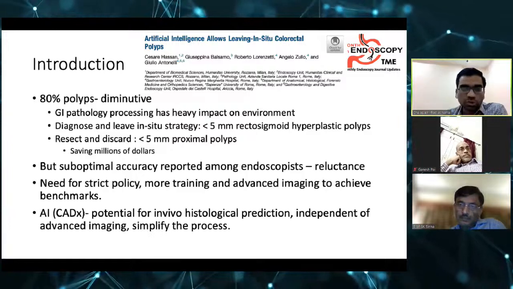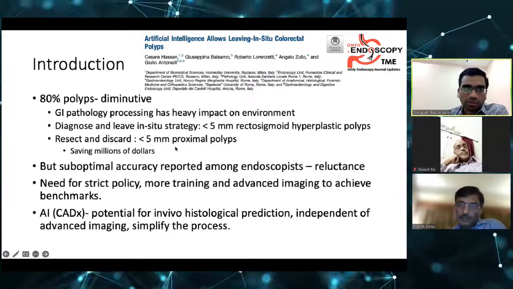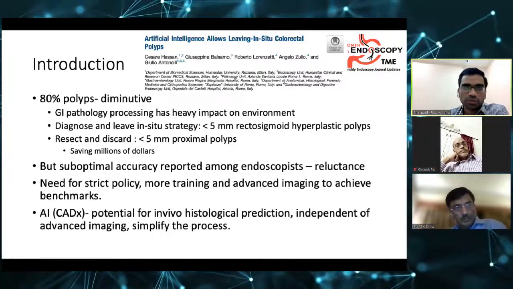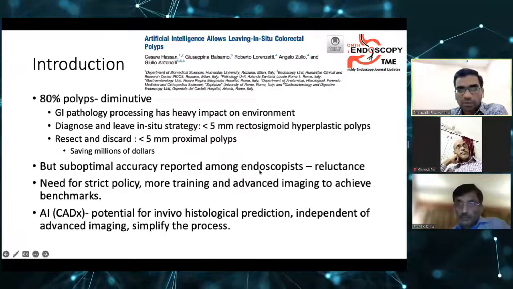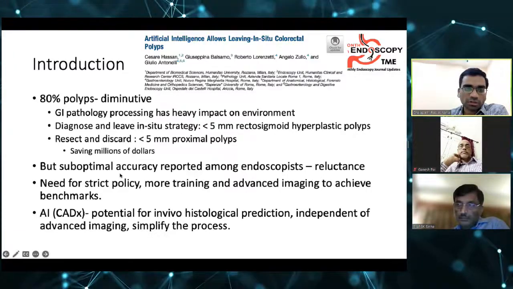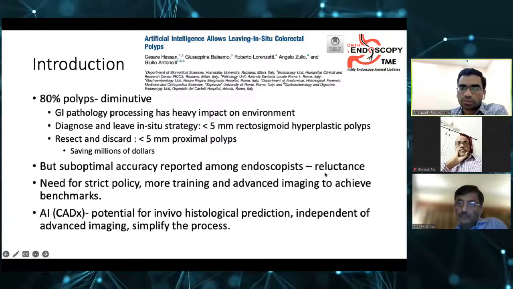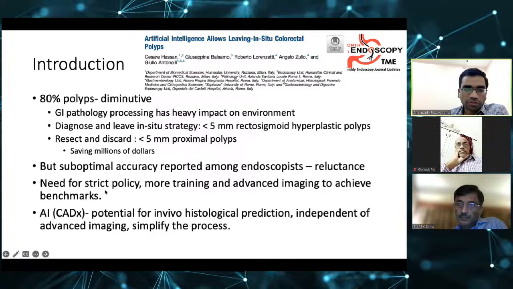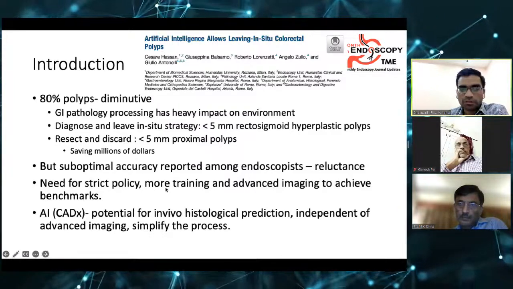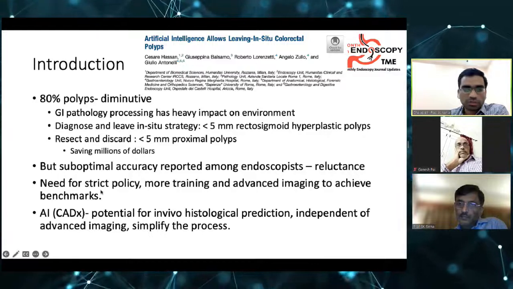But we should also note that it requires a sufficient amount of training in assessing these polyps using chromoendoscopy and high definition magnification endoscopy, and some of the endoscopies are reported suboptimally, and there is a reluctance in the community gastroenterologists to practice this. So there is a need for a strict policy and more training for these gastroenterologists, and also a need for advanced imaging to achieve the benchmarks.